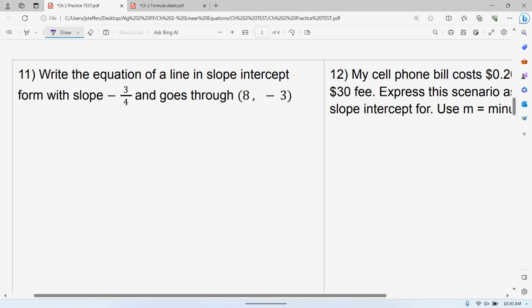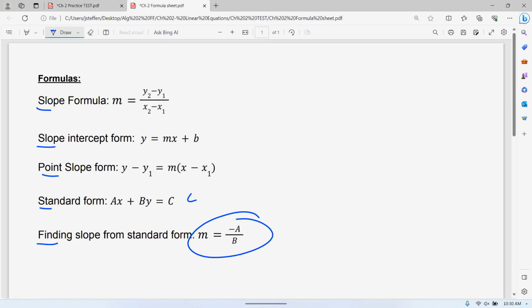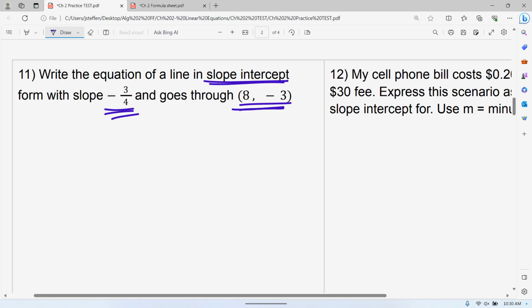Form with slope -3/4 and goes through this point. So we wanted the slope-intercept form, but we don't have the y-intercept, so we have to first put it in point-slope form because they give us a point. So point-slope form is on here. Y minus my y1 times x minus x1 is 8.